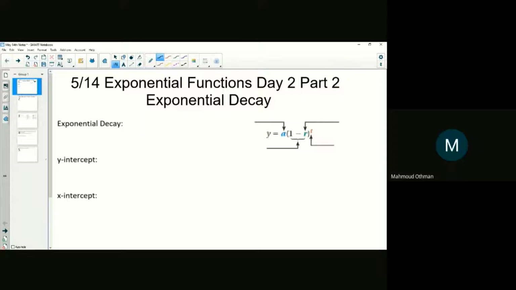Exponential decay, which is given by the function y equals a times the quantity 1 minus r raised to the t power. A is your starting, initial value. One minus r is going to be your decay factor.